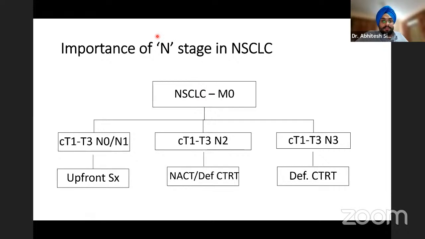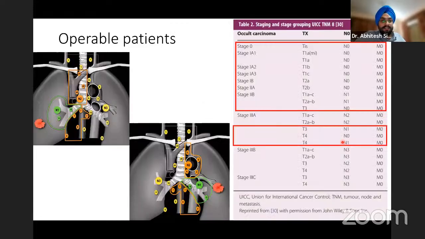So what is the importance of the N stage? Mediastinal staging is basically the nodal staging. If we have N0 or N1 disease, we are probably looking at doing an upfront surgery. In case of N2 disease, we probably have to go for neoadjuvant chemotherapy based on other patient factors, or a definitive CTRT. And in N3 disease, we definitely have to go for CTRT itself.